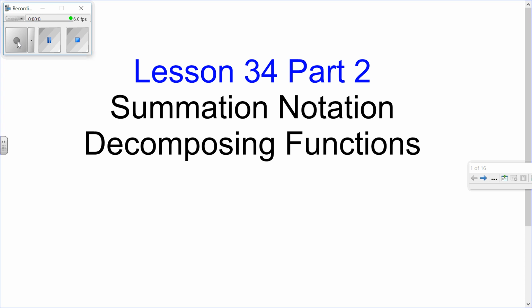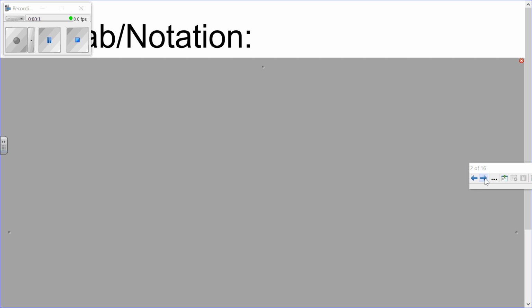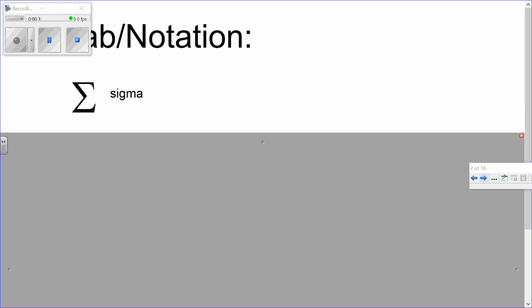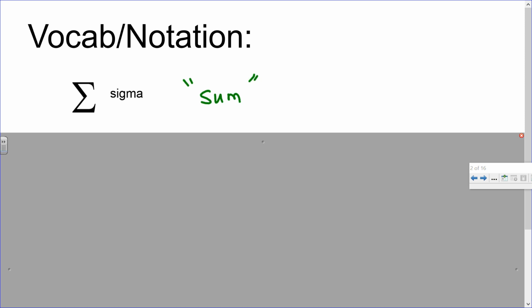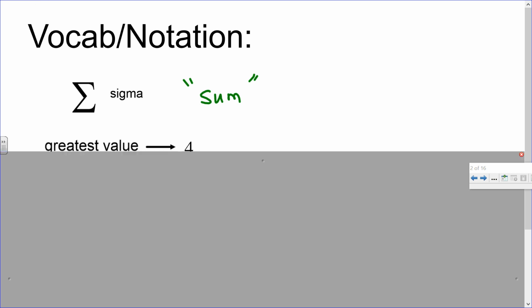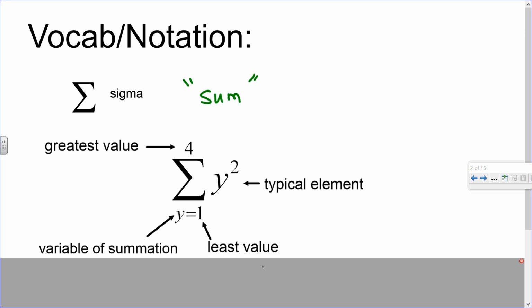Okay, finishing up lesson 34 today, summation notation and decomposing functions. For summation notation, we will be using the uppercase Greek letter sigma, which is simply going to mean sum. It means we're going to have terms that we need to add together. When you see this notation, it will look something like this.